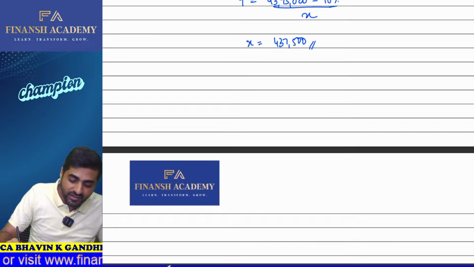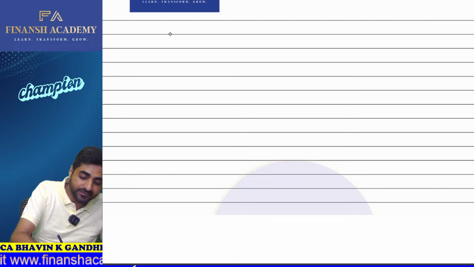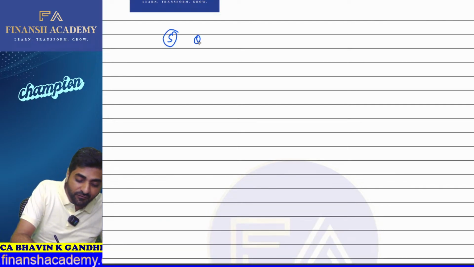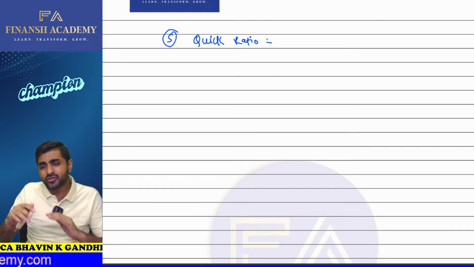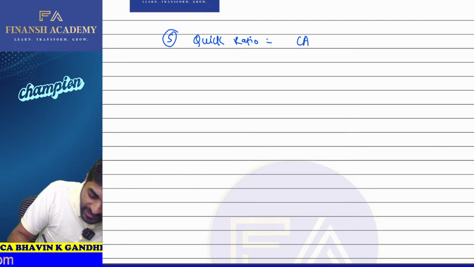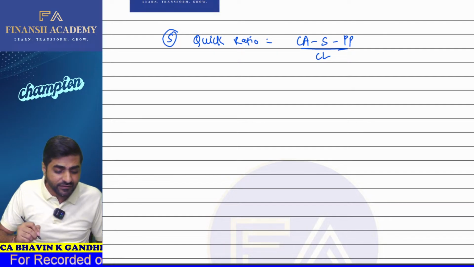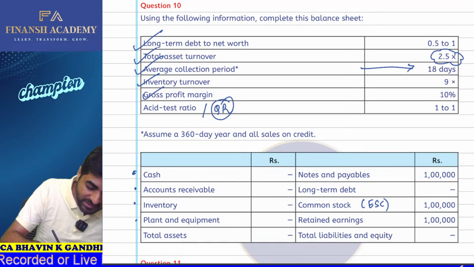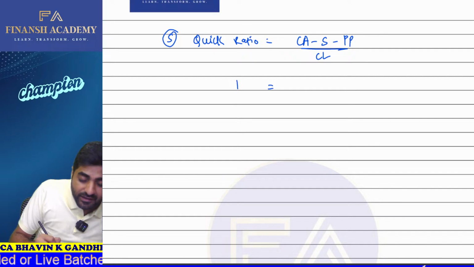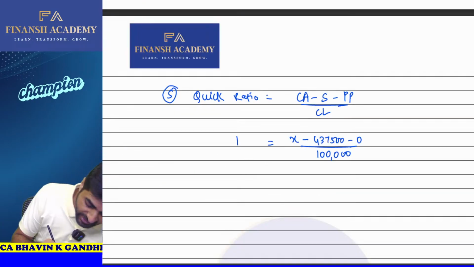Yes, sir. So working note number 5. What is the formula for quick ratio? Guys, quick ratio actually means from current assets, you subtract stock, you subtract prepaid expenses, you divide that by current liabilities. Do you have the quick ratio? Yes, sir. We have the quick ratio. How much is it? 1:1. So this is 1. And now what is the total of current assets?